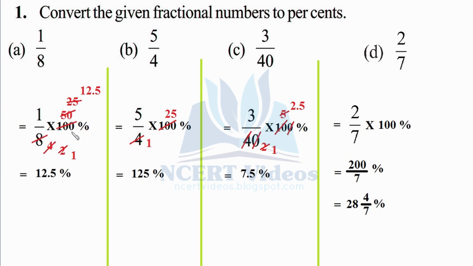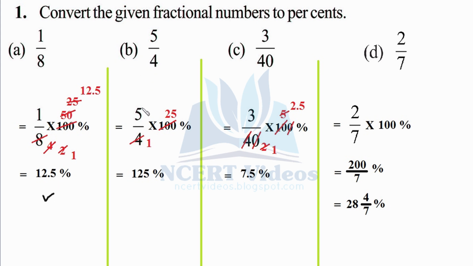So 1 over 8 into 100%. Now you have to simply reduce it. So 50 to the 100, 4 to the 8, 2 to the 4, 25 to the 50, and 1 to the 2, 12.5 into 2 is 25. So this gives you 12.5 percentage.